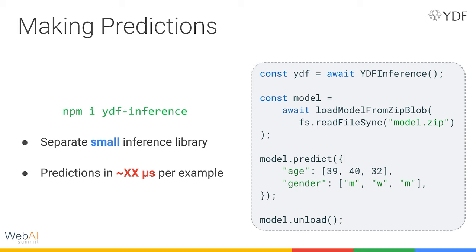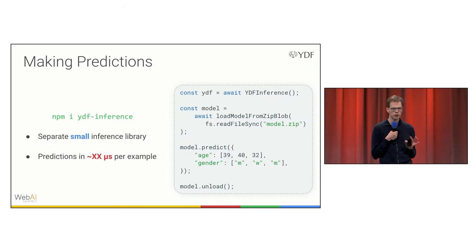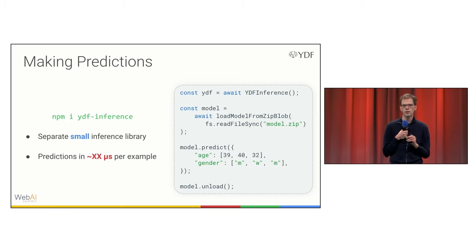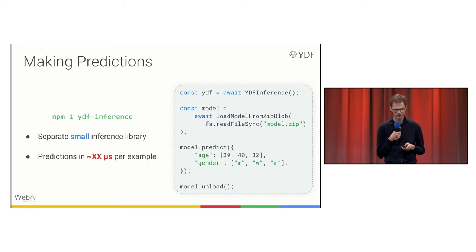For anyone who wants to just make predictions, so if you don't need the training, we offer a separate API on npm, the YDF inference API. This is a little bit smaller and just focused on making the predictions, so just our prediction engines. Predictions generally take only a few microseconds, so you can make a lot of predictions in a second. And one more thing is that this all runs on CPU. So we're in the microsecond range even without any specialized compute.